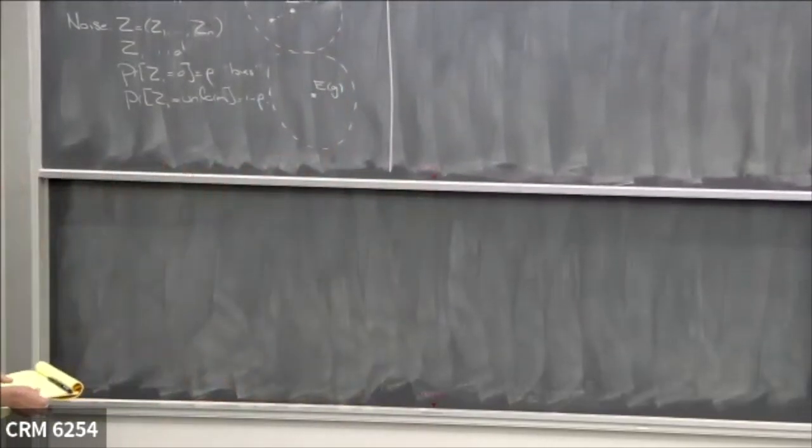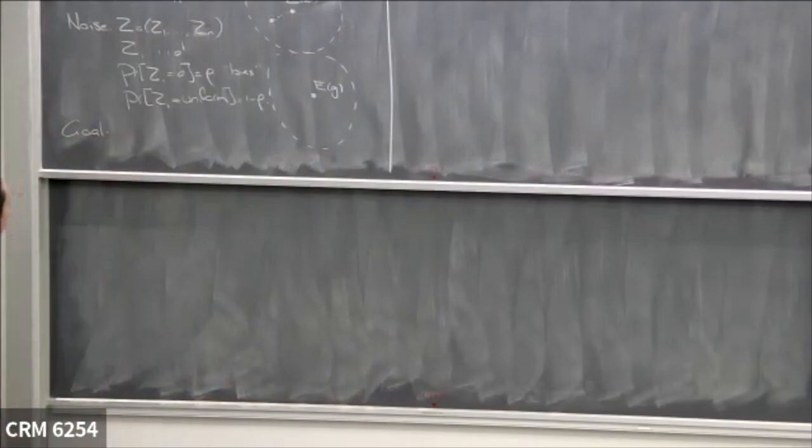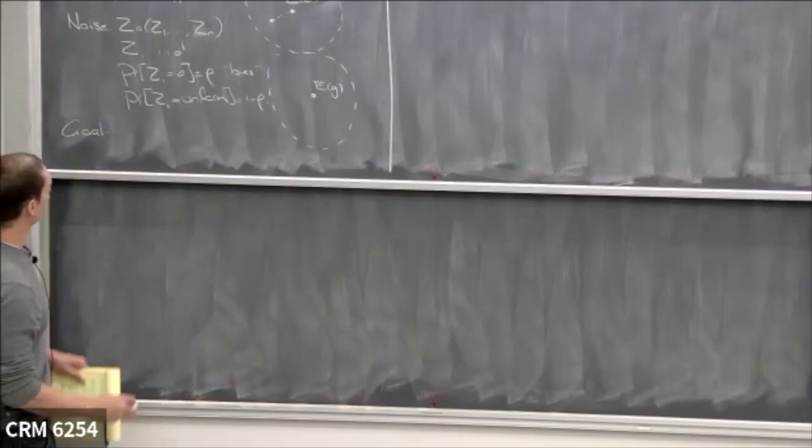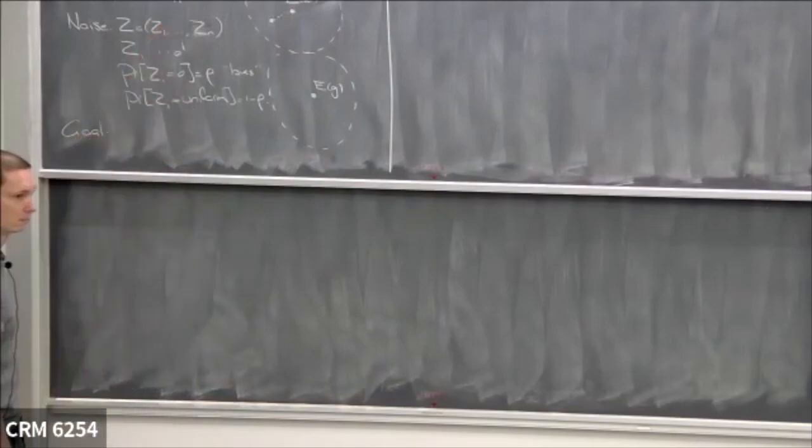The basic problem in this setup, the goal is... Sorry, Zi is over Fp, right? Yes, Zi is over Fp. So it's a uniformly distributed element over the field. If rho is 0, then it's unbiased and Z is completely uniformly distributed. And if rho is equal to 1, then Z is just nothing and there's no corruption. So it's the bias.